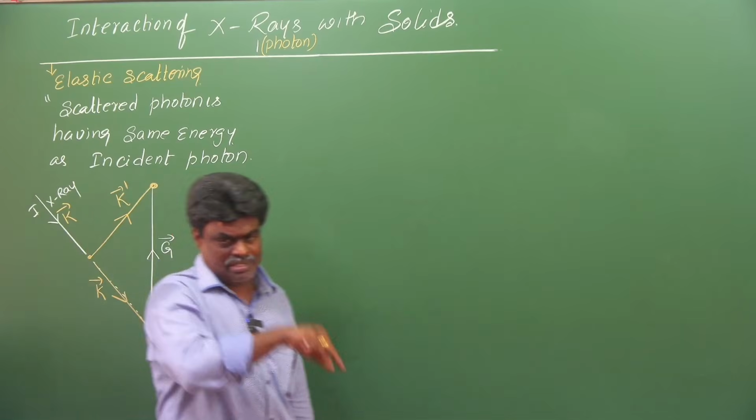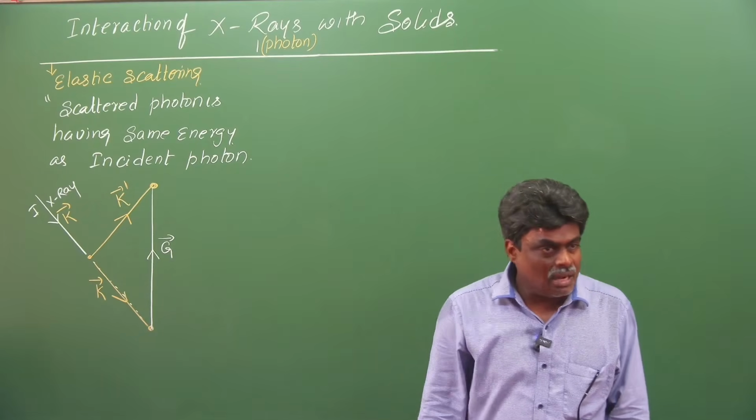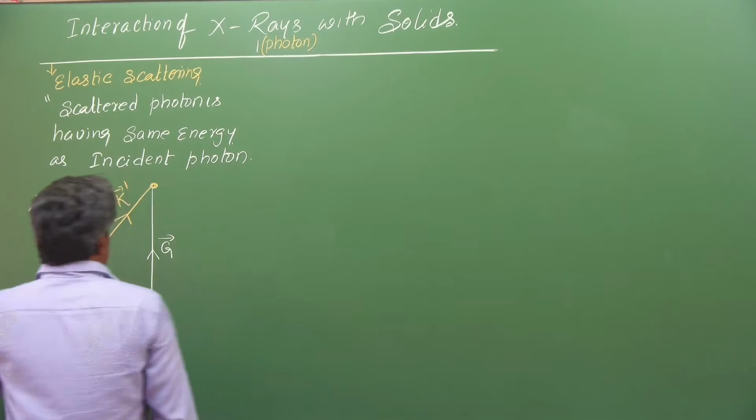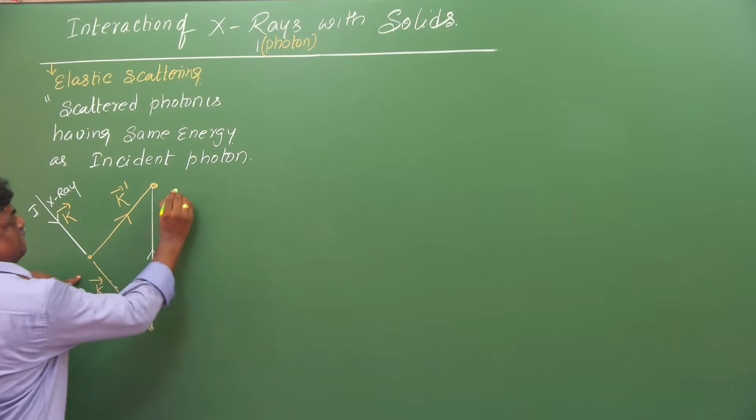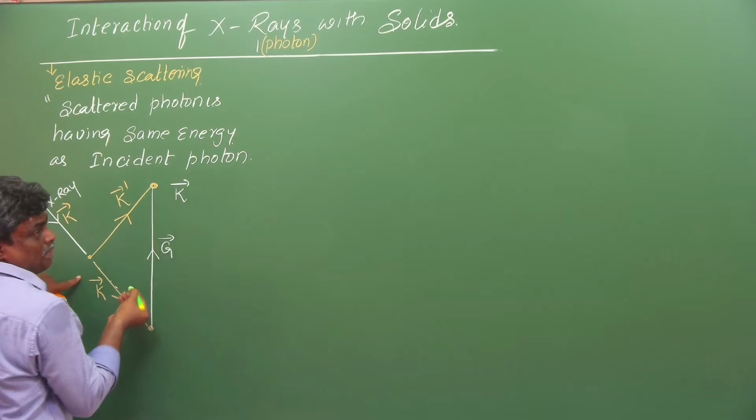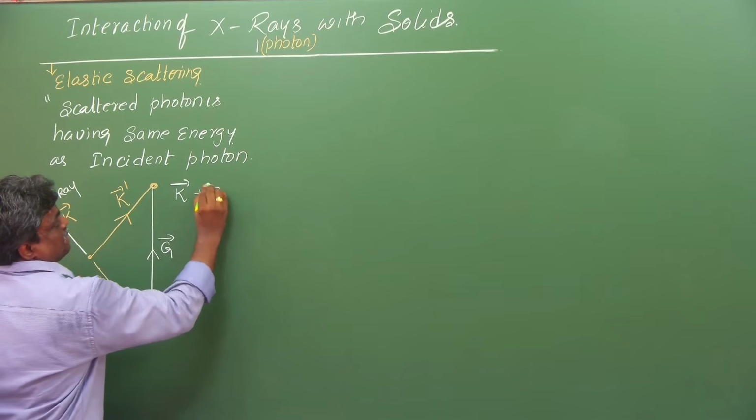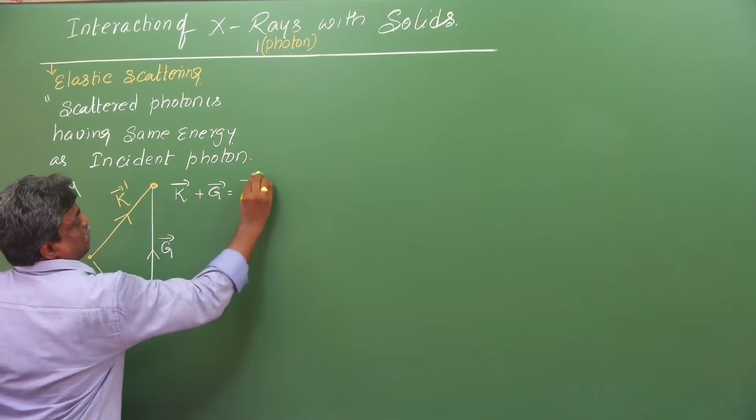This we already discussed. Yes or no? So from this, what shall I write? Simply, my important point is there: K vector plus G vector equals K prime.